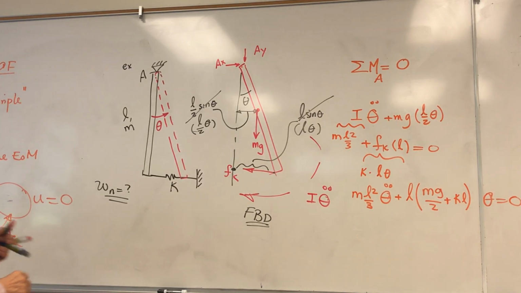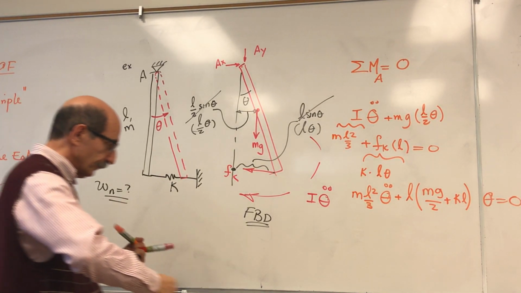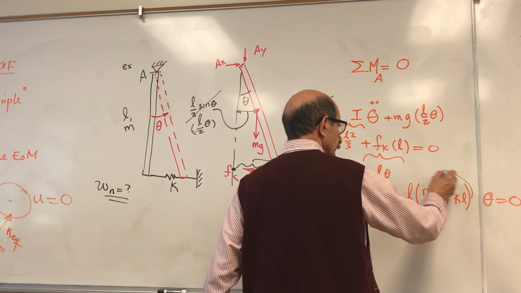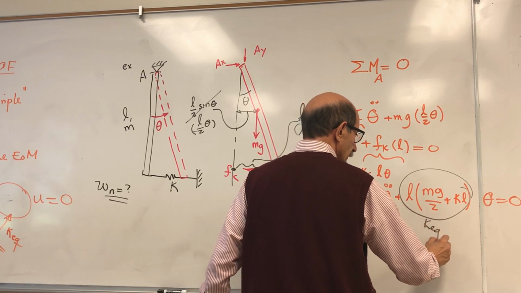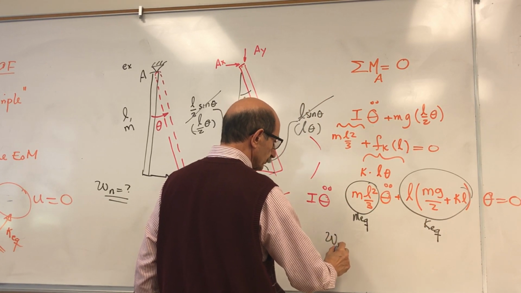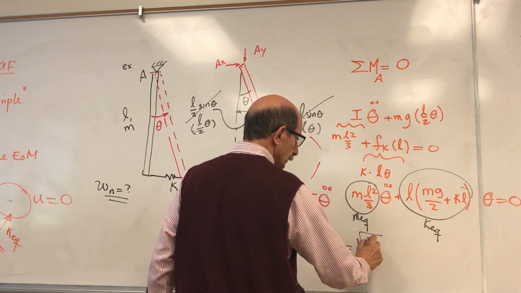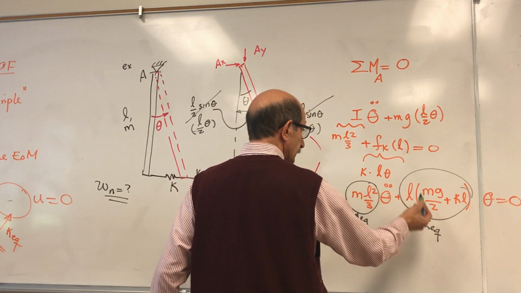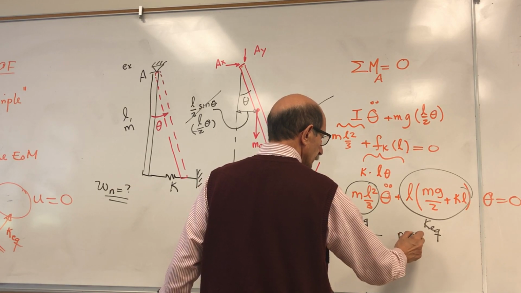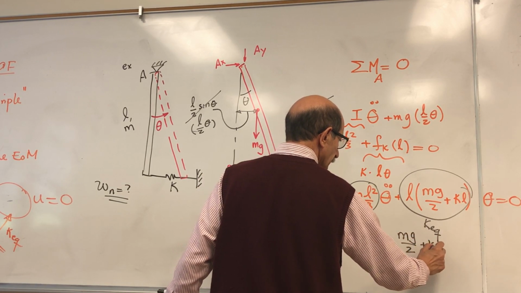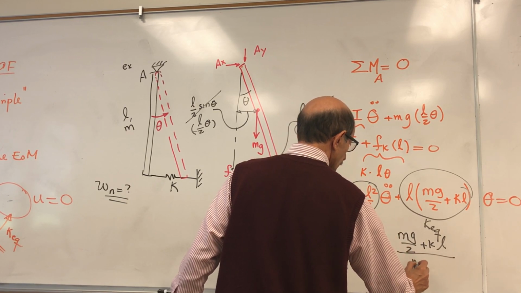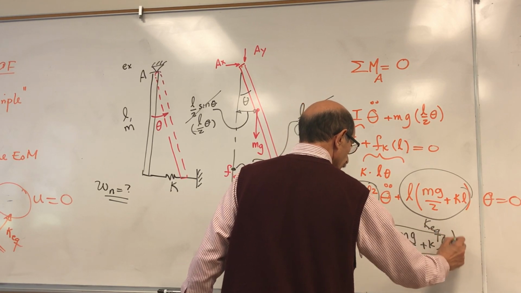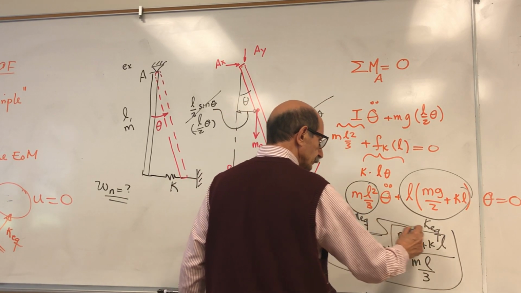So as I said, you just compare that with this equation. This is your mass equivalent. This is the K equivalent. Therefore, natural frequency, which is the square root of K equivalent over M equivalent, would be simply, L and L cancel out, (mg over 2 plus kL) divided by ML over 3. This is the natural frequency of the system.